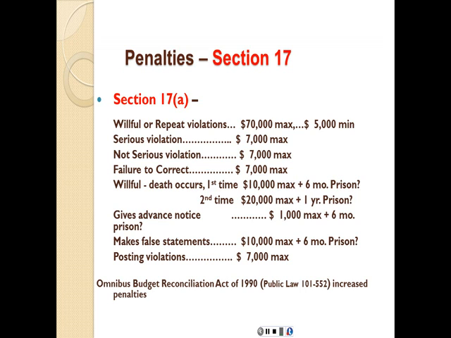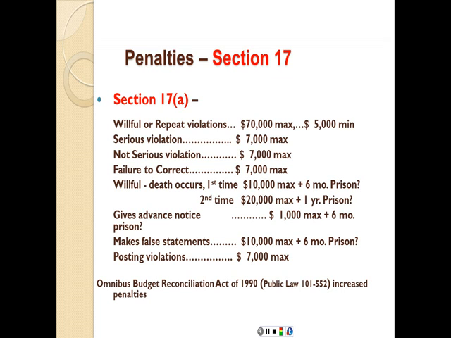Now imagine repeat violation or willful, something intentional, willful violation. You have 5 employees exposed to that hazard. You can pay up to 5 times 70,000, so that's $350,000, which is not small change. For a serious violation, a maximum of $7,000, again, per person exposed to that violation. A not serious violation, again, the maximum is $7,000.